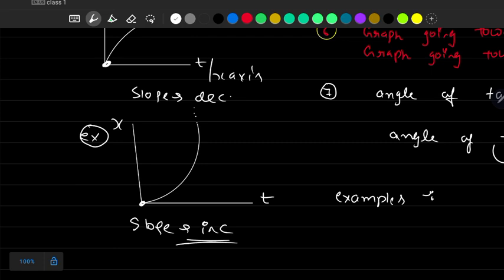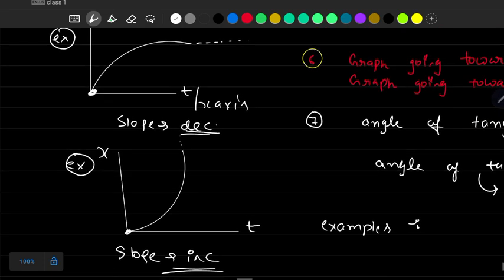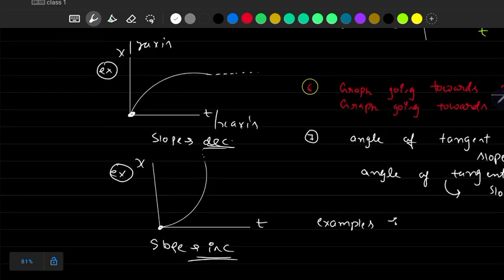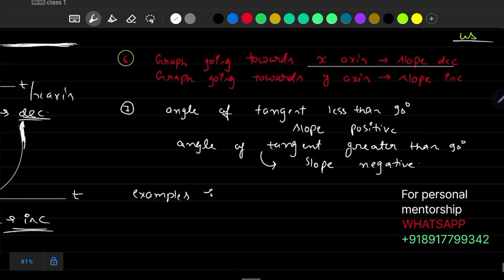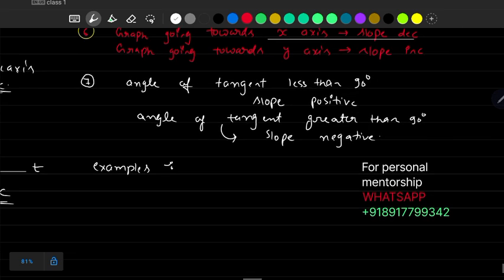I hope this much is clear to you, that in this example the graph is going towards the x-axis like this. It's becoming flat. Becoming flat means its slope is decreasing, and in this example the graph is becoming vertical. Becoming vertical means slope is increasing. So I hope this much is clear about slope. Okay, next thing, when slope is positive and when slope is negative.